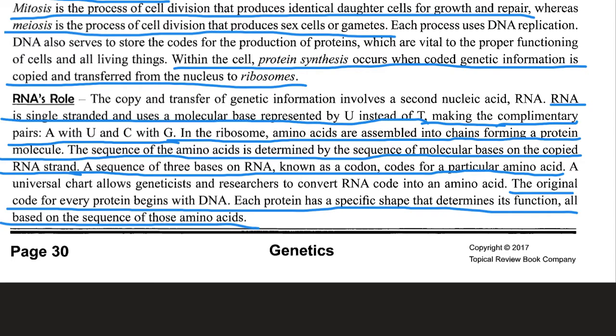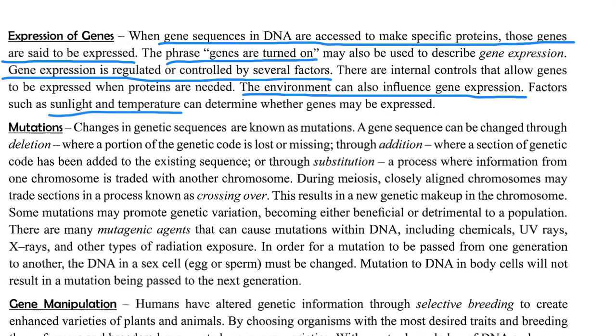In the ribosome, amino acids are assembled into chains, forming a protein molecule. The sequence of amino acids is determined by the sequence of molecular bases on the copied RNA strand. A sequence of 3 bases on RNA, known as a codon, codes for a particular amino acid. A universal chart allows geneticists and researchers to convert RNA code into an amino acid. The original code for every protein begins with DNA. Each protein has a specific shape that determines its function, all based on the sequence of those amino acids.